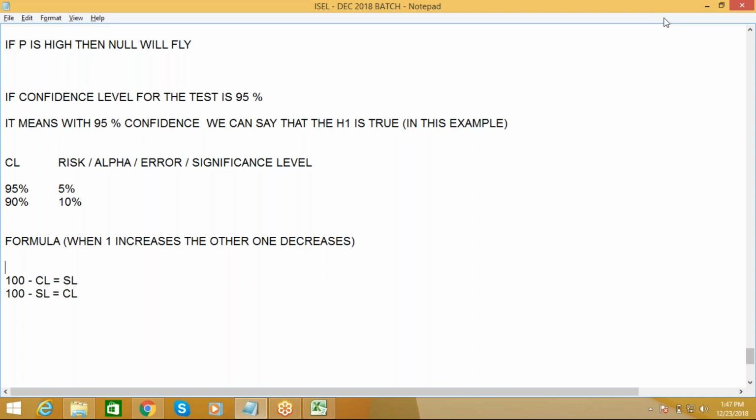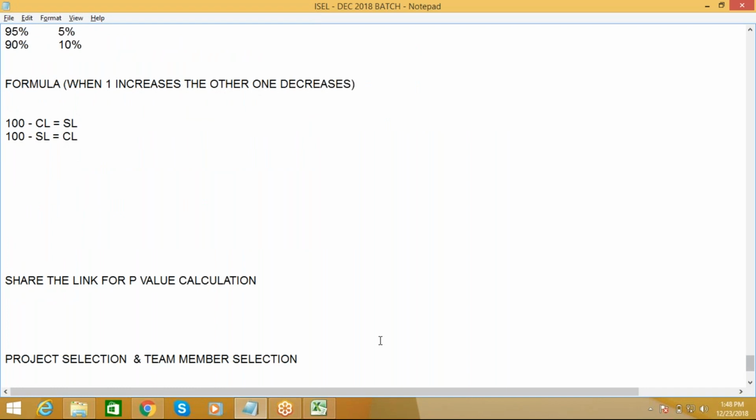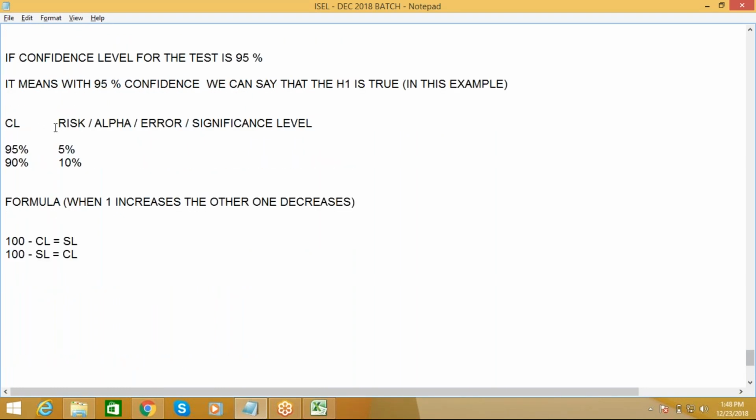Now let me see if I have any questions on this. Yes, that will be helpful. As long as I put it in the notepad, you will be able to see this and relate back to it. I hope everybody got the confidence level and significance level. Remember, in the exam they can ask you with any one of these words. It means the same thing.